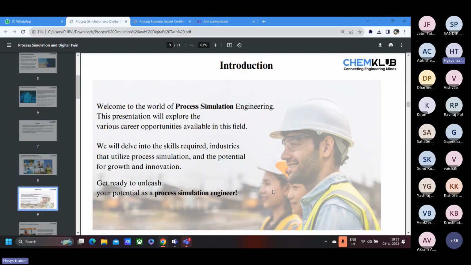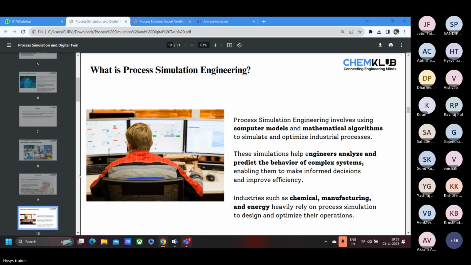So let's go into that slide. This presentation will explore the various career opportunities in the field. We will also go through some of the skills and industries, how you can utilize them, and the potential for growth and innovation. So what is process simulation engineering? It involves using computer models and mathematical algorithms to simulate and optimize industrial processes. This helps in analyzing and predicting the behavior of your system.